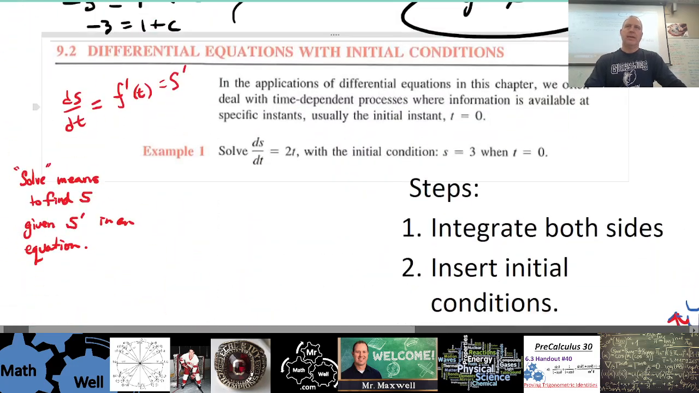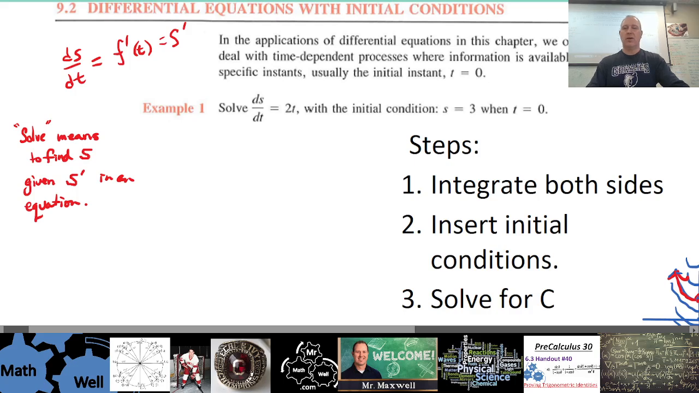All right, 9.2, differential equations with initial conditions. Okay, so this is from your textbook. Let's do example 1. I have some steps here on the side. So let's do this. Now this is going to look very similar to what we've done. This ds over dt equals 2t is the same as the 2x in the examples above. So this is going to be very similar to what we've done already.